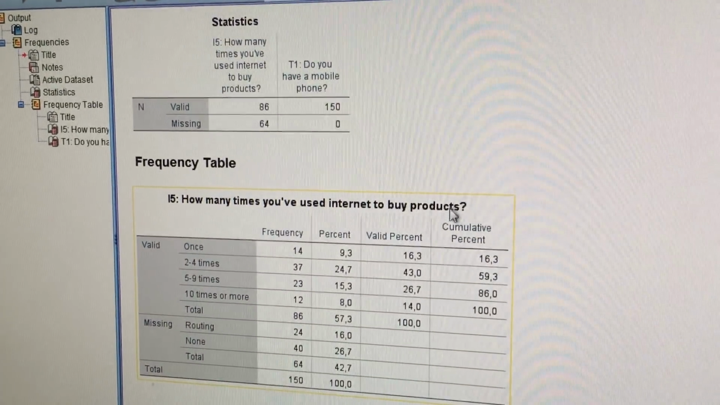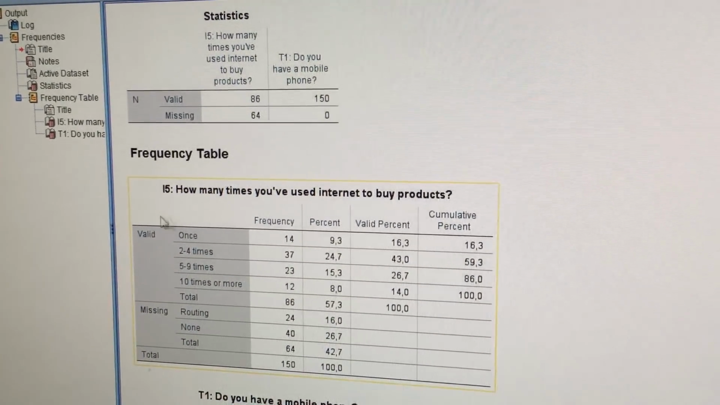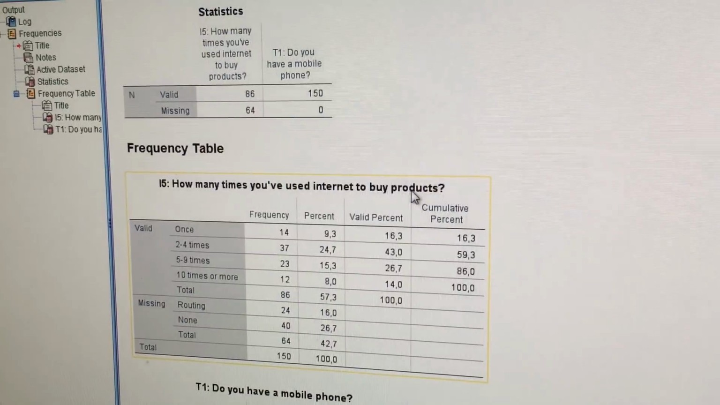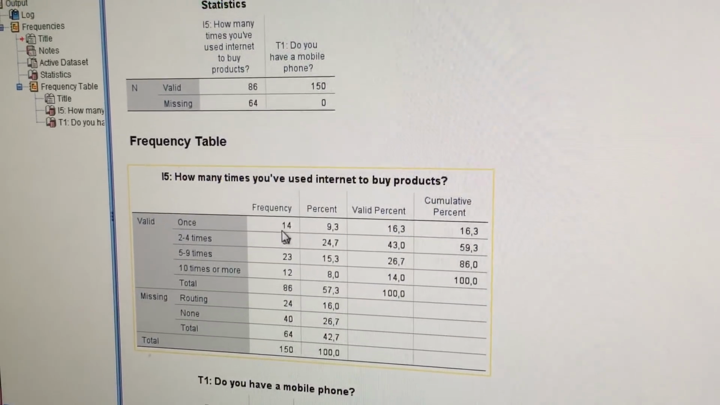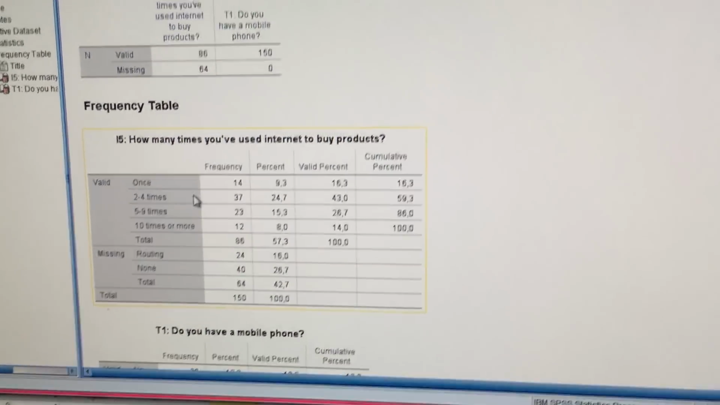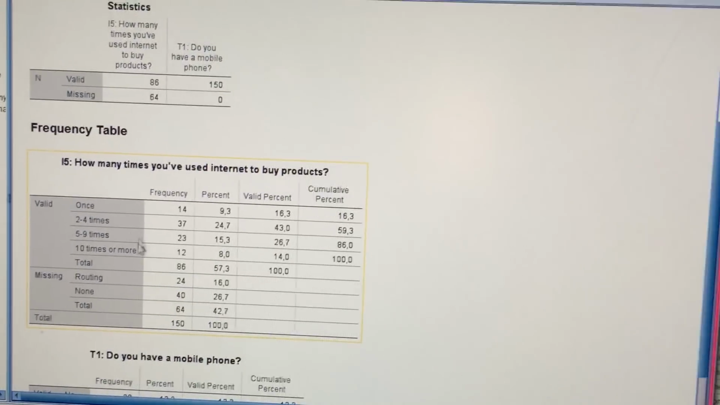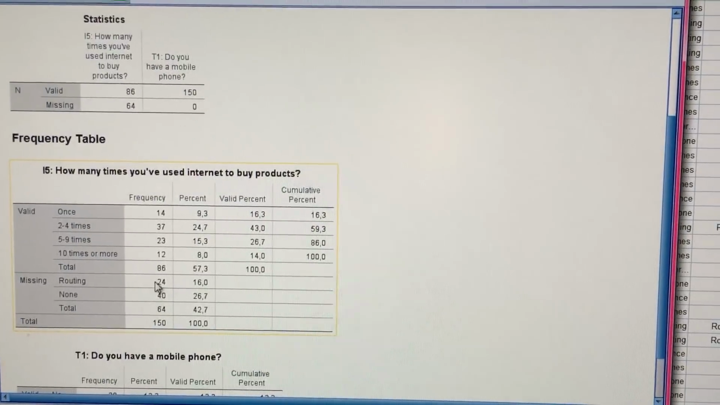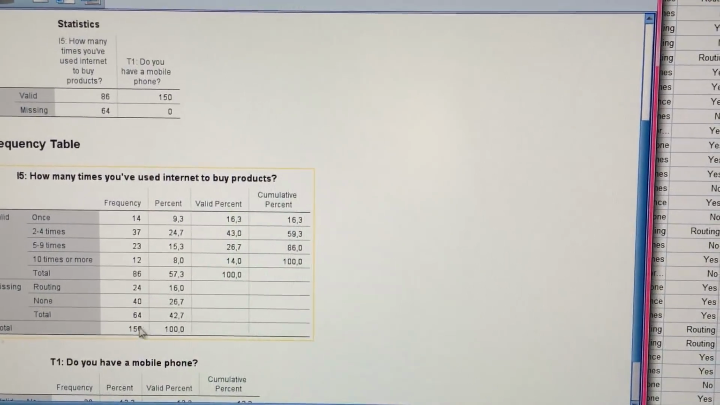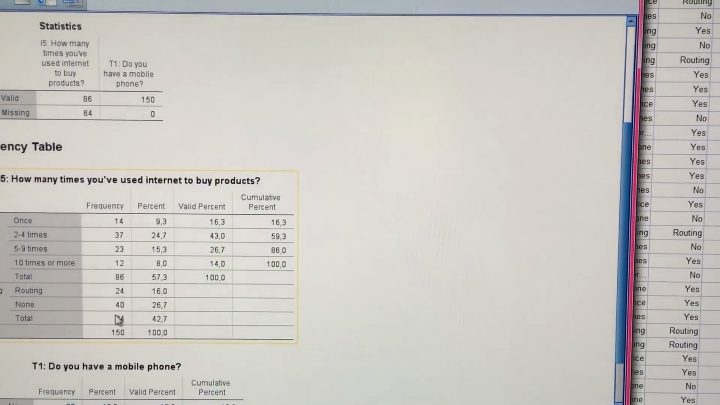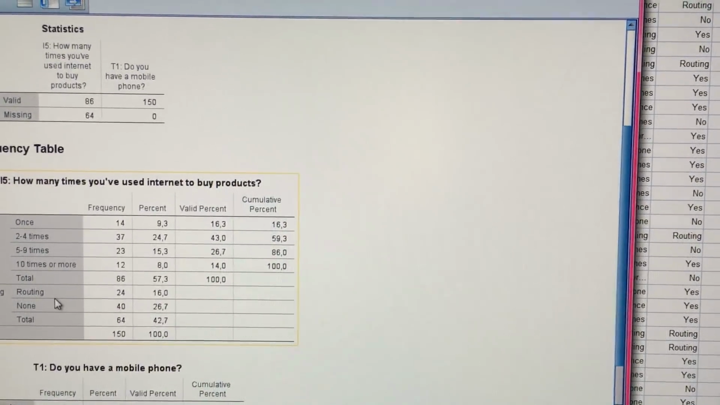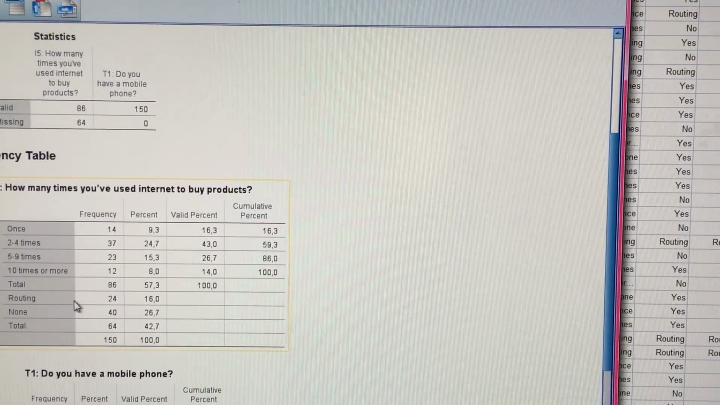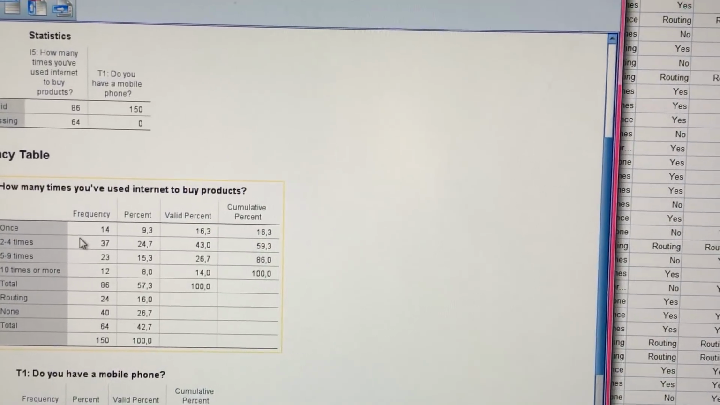Well, then you see item number 5. How many times have you used the internet to buy products? 14 people said they did it once. 37 did it 2 to 4 times, and so forth. The total is 86. What you also see is there was a total of 150 respondents, and some are missing. That's because of a routing that was built in. Not all respondents got this question.